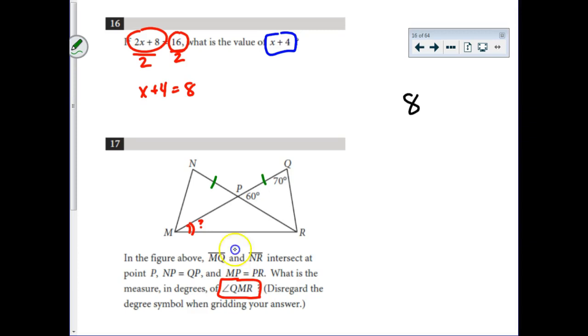And, oops, I said, yes, MP, this guy, is equal to this guy. You probably would have guessed that based on the picture anyways, but they did have to tell you in order to get this question right. All right, guys, anyone have a thought?